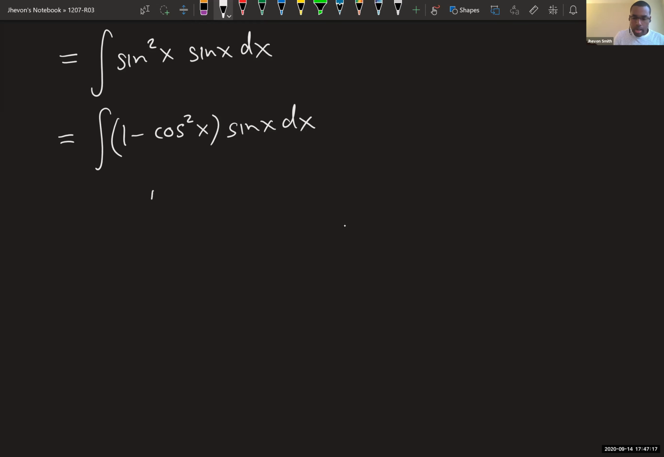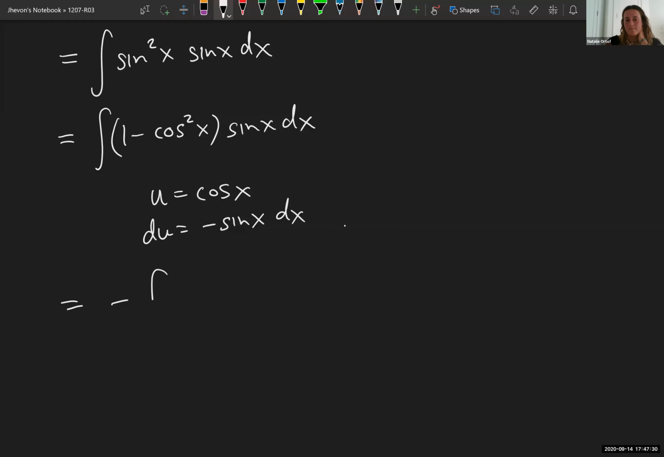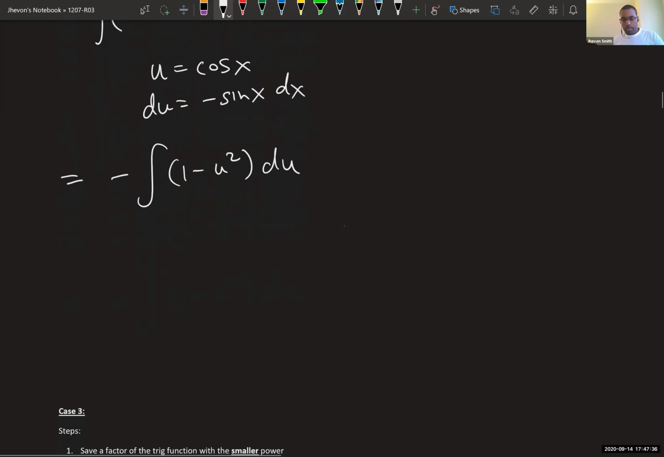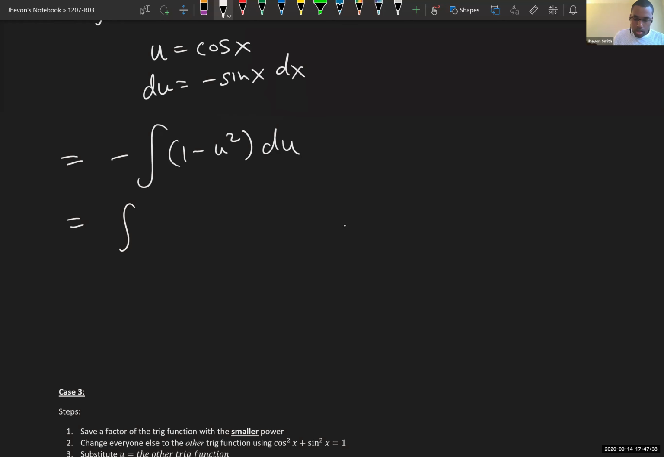Well, I mean, I'm sorry, that's the opposite. u equals positive cosine. And your du is then going to be negative sine. So then this would become negative the integral of 1 minus u squared du. Is there a certain reason you pulled the negative out of that one, whereas you didn't do it with the other one? No reason.